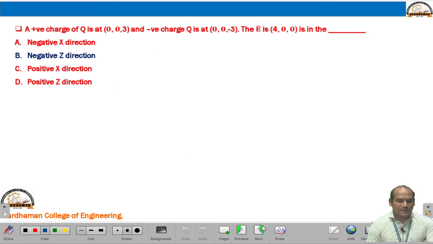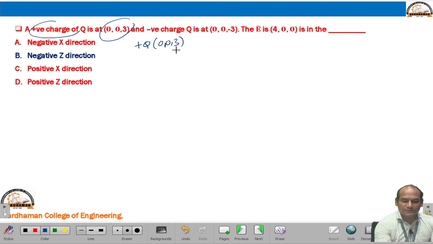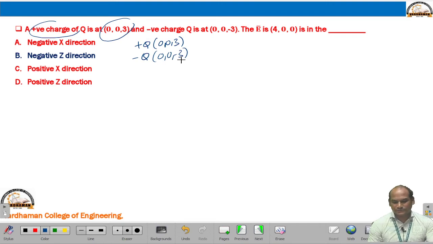Now, we will see one particular problem. A positive charge of plus q coulombs is at 0, 0, 3. That means it is on the z axis. Its x coordinate and y coordinate are both zero, and at z equal to 3 this particular positive charge is available. A negative charge minus q is available at 0, 0, minus 3. It is also on the z axis only, because the x coordinate is 0 and the y coordinate is 0.